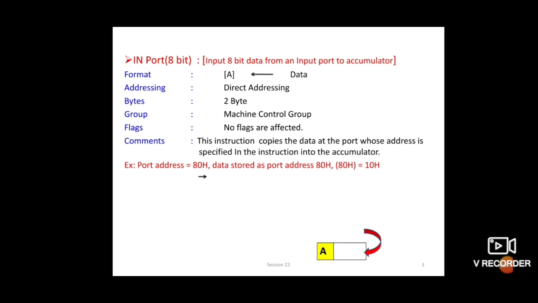Now see the example. The port address is 80H. The data stored at port address 80H is 10H, meaning 10H data is stored in 80H. Now see, what is the format? Data is transferred to the accumulator, from port to accumulator, meaning whatever data is stored in this port is transferred to the accumulator.